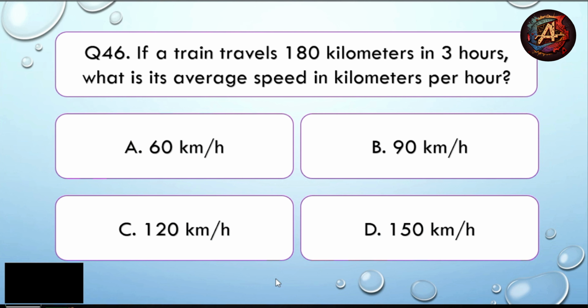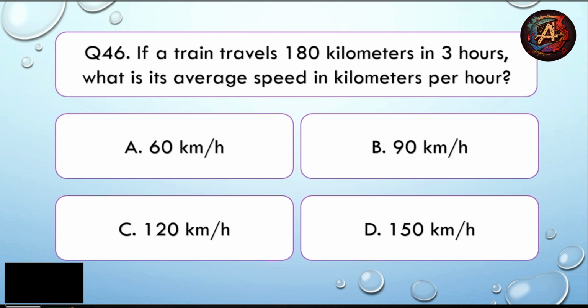If a train travels 180 kilometers in 3 hours, what is its average speed in kilometers per hour? Is it A, 60 kilometers, B, 90 kilometers, C, 120 kilometers per hour, or D, 150 kilometers per hour? I'll give you 5 seconds.